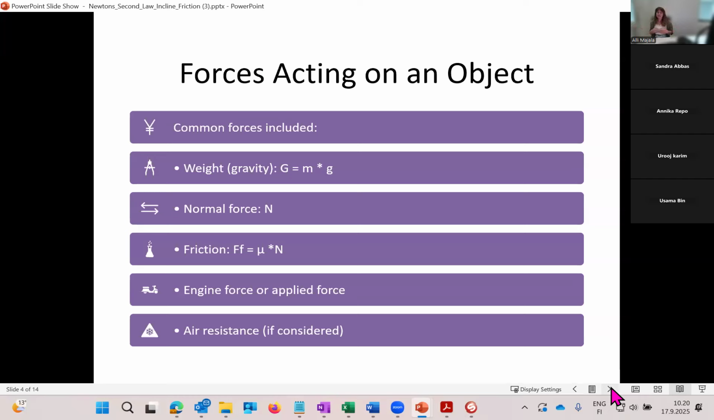Then there's the engine force or applied force. You're burning some fuel and you're getting some force from the engine. You're actually going forward, even if there are some forces acting, for example the friction that would try to keep you still. Air resistance, if considered. I don't know if in physics calculations you go that far, but we don't consider it here.